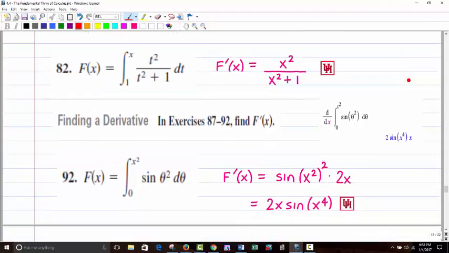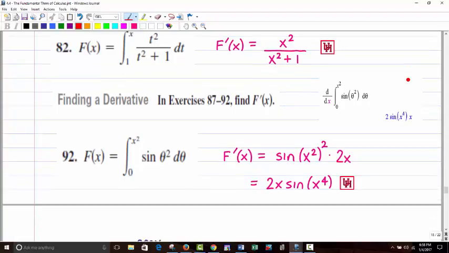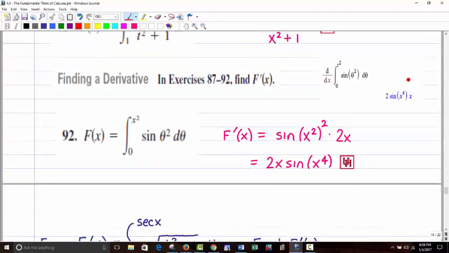All right, now, a little interesting. This is using the other part of the rule. Not that much worse. It's x squared now, so it's not just x. So what we do is two things. We put the x squared in for the theta, right here. And then we take the derivative of x squared and attach it to the answer.